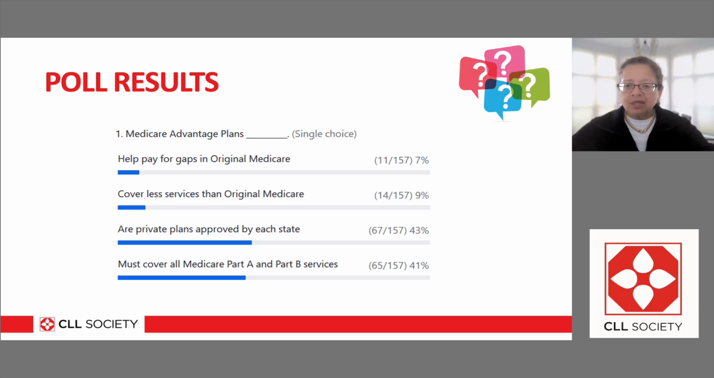So sometimes it's confusing because the people who answered that it covers less services than original Medicare, it is correct to say that it somehow offers you less than original Medicare. That's why you pay less, but it's not that it's less services. It's just different. It's less in the way I just described.